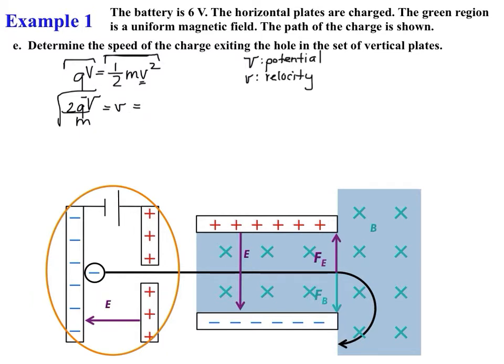Again, at this point, you can go ahead and just plug in all of your numbers. You should get a value of 1.45 times 10 to the 6th meters per second.